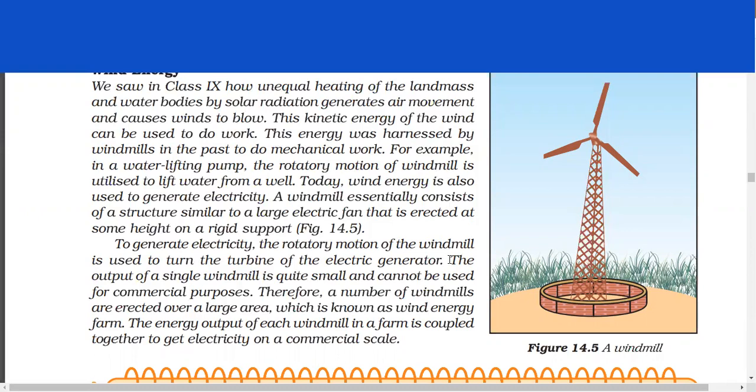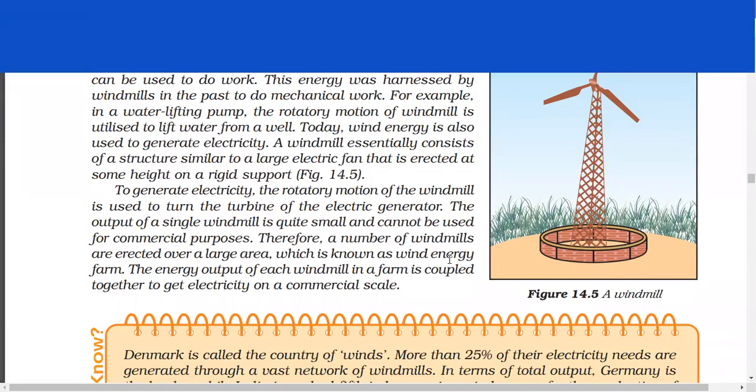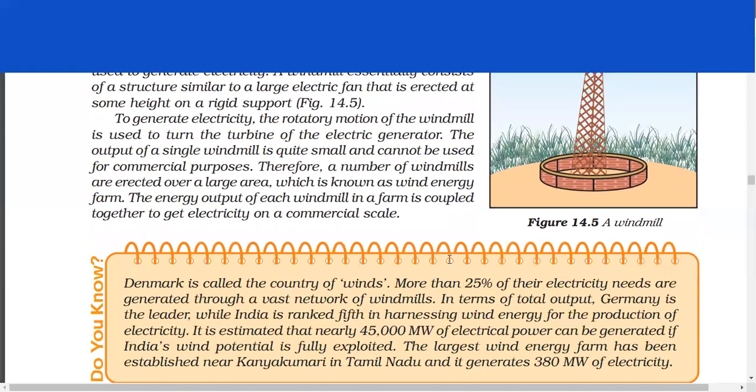Today, wind energy is also used to generate electricity. A windmill essentially consists of a structure similar to a large electric fan that is erected at some height on a rigid support. To generate electricity, the rotatory motion of the windmill is used to turn the turbine of the electric generator. The output of a single windmill is quite small and cannot be used for commercial purposes. Therefore, a number of windmills are erected over a large area which is known as a wind energy farm. The energy output of each windmill in a farm is coupled together to get electricity on a commercial scale.